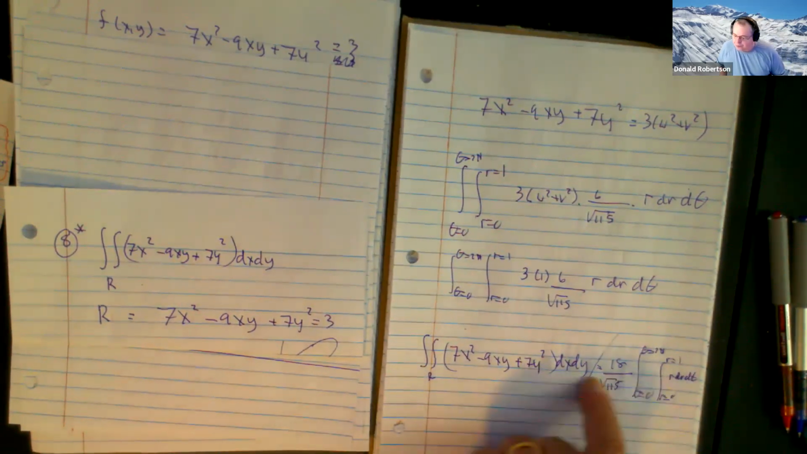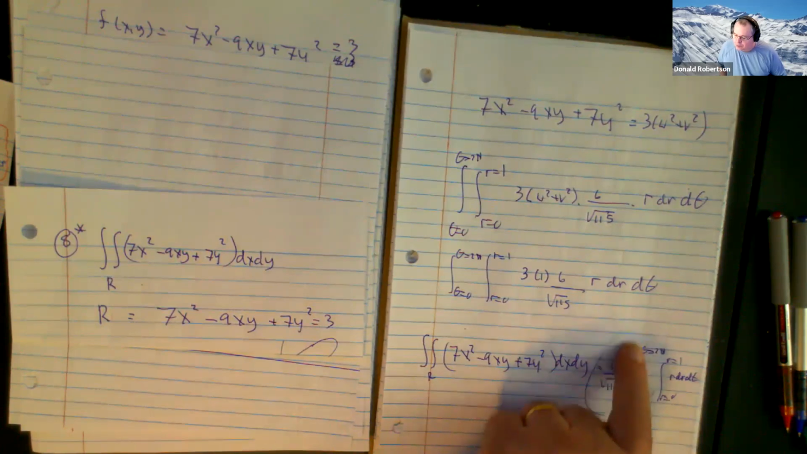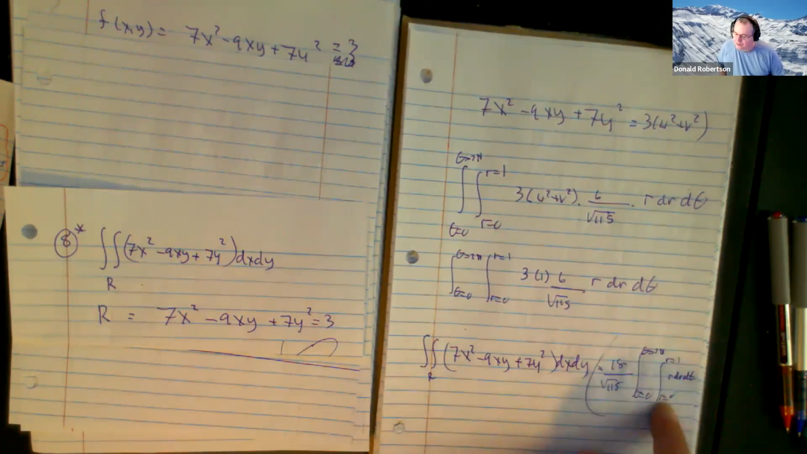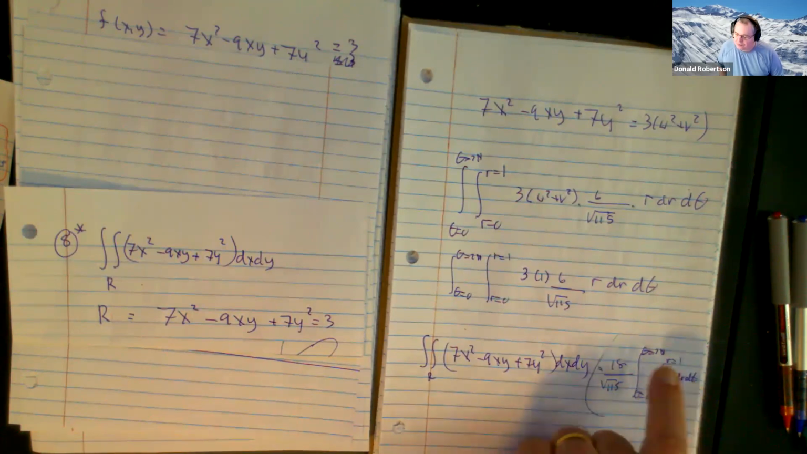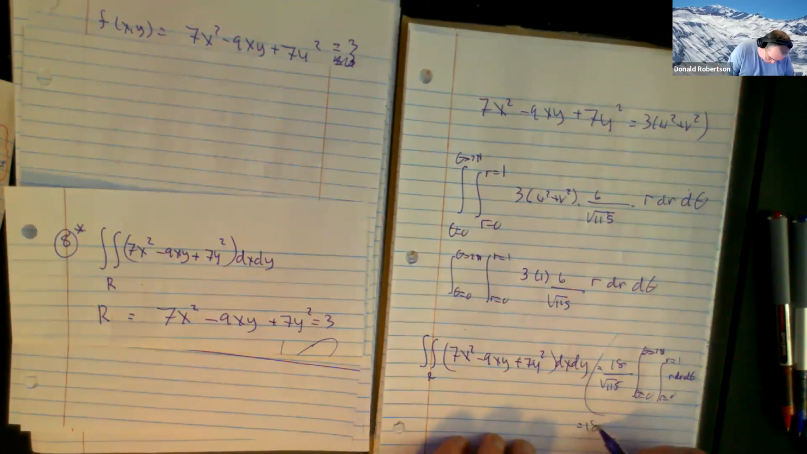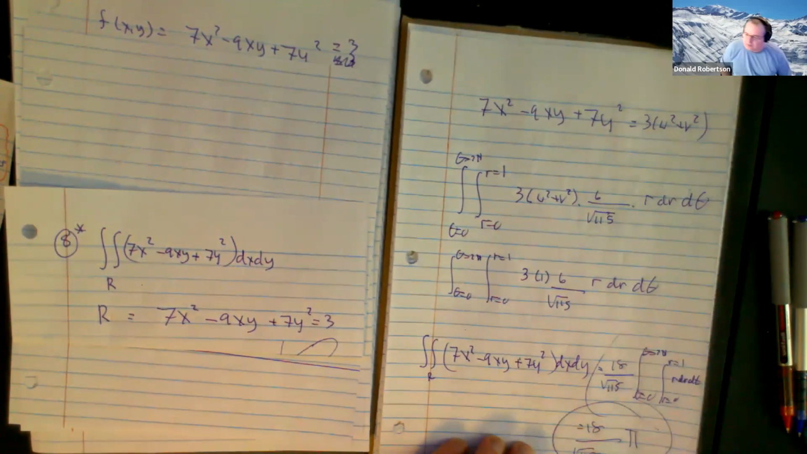Variable separable. 2 pi, half r squared, right? Half r squared gets you half, 2 pi gets you pi. So may as well take it to the end. That would be the answer.